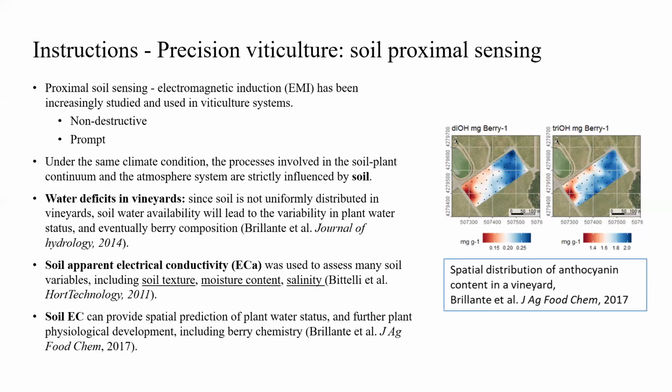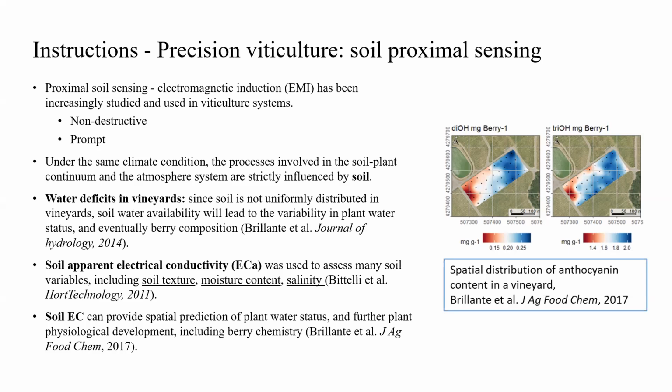And in the Californian summer, which is dry and hot, everybody knows that the water is from the soil, not from the sky. So when we trace back all these sources of spatial variability, under the same climate condition and same topography, the processes involved in the soil-plant-atmosphere continuum are strictly influenced by soil. The soil-plant water relations are extremely critical, since water will always determine plant growth and development. This is where proximal soil sensing will be useful in our vineyards.